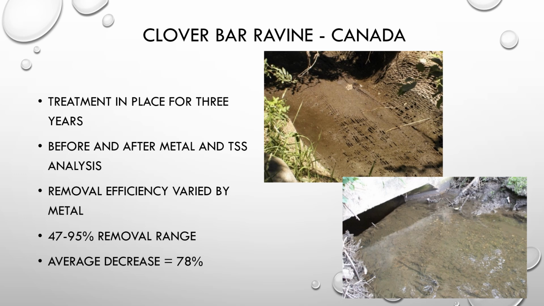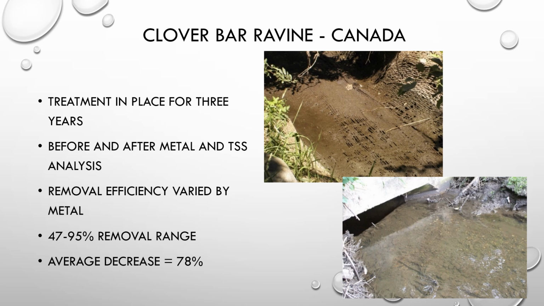Removal efficiency varied by metal, and this is what we typically see when we do metal treatments. This highlights why we want to test if we're targeting a specific metal. We want to test ahead of time to make sure that we can get it, because we want to use the right formulation of polymer that's going to work for that specific metal. And again, that removal efficiency could go anywhere from no reaction to 95%. So we want to test ahead of time to make sure we get the right polymer.